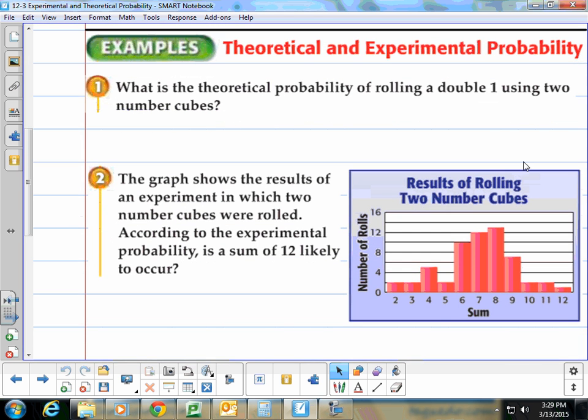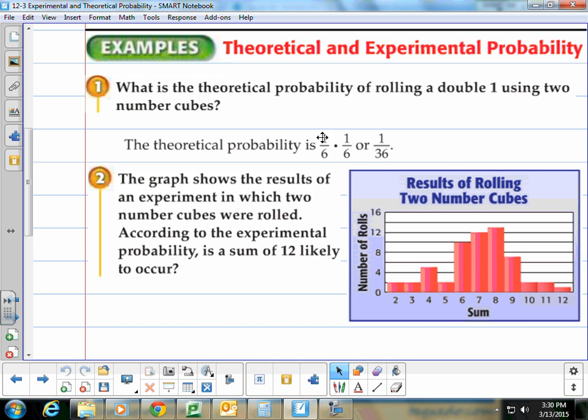So in your book, you're going to see what is the theoretical probability of rolling a double 1 using 2 number cubes. So what that means is, a number cube is a dice, and dice are 6-sided. So there's 1 through 6. So if you're going to roll a 1 on one dice, that's 1 out of 6 chances. And on a separate dice, it's still 1 out of 6 chances. So what you do for theoretical probability is there's a 1 out of 6 chance times a 1 out of 6 chance, and that's a 1/36 of a chance.